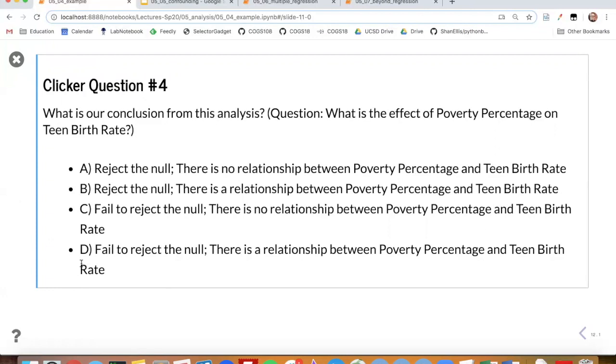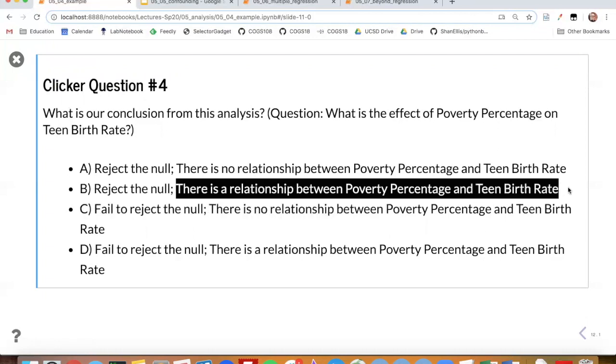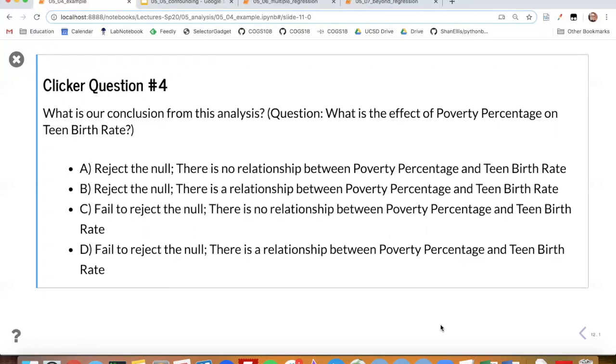So now we're between B and D. And our null said that there was no relationship. So we are going to reject the null in favor of the argument that there is a relationship between poverty percentage and teen birth rate. So B is the right answer here. All right, I encourage you to look over this, play with the examples, make sure you understand each step here before we start talking about confounding and multiple regression.